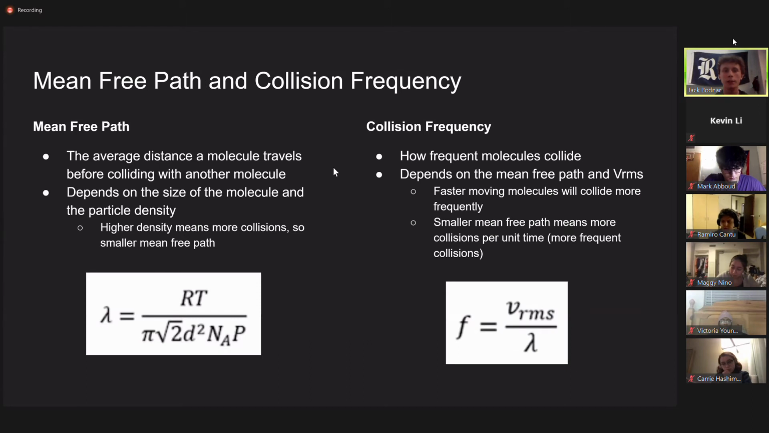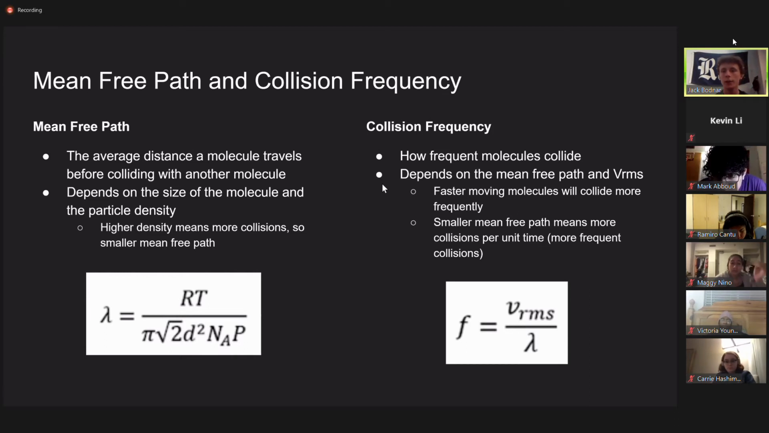Then we also talked about mean free path and collision frequency. So the mean free path is simply the distance molecules travel before experiencing a collision. And it depends on the size of our molecule and the particle density. So if we have larger molecules, they're going to collide more often. So we're going to have a smaller mean free path. And similarly, if we have a higher density, that means that there are more molecules in our container, which means that they're going to collide more often. And similarly, they're going to have a smaller mean free path.